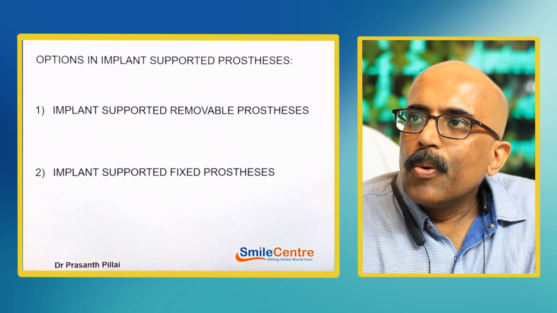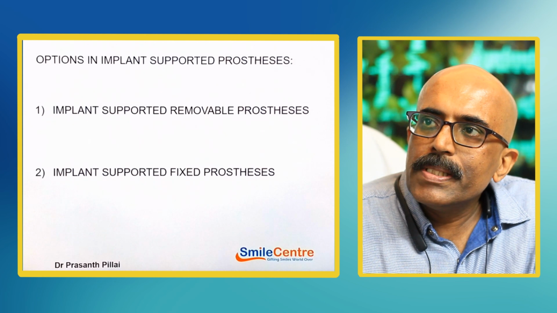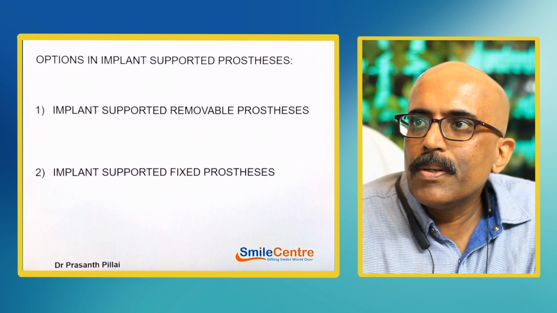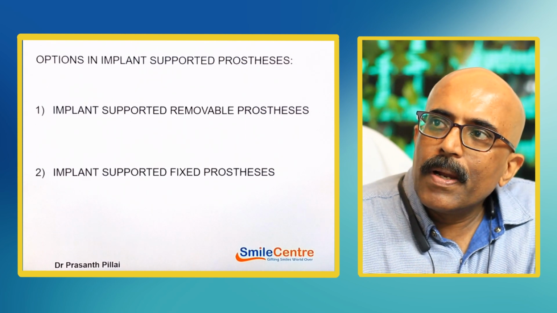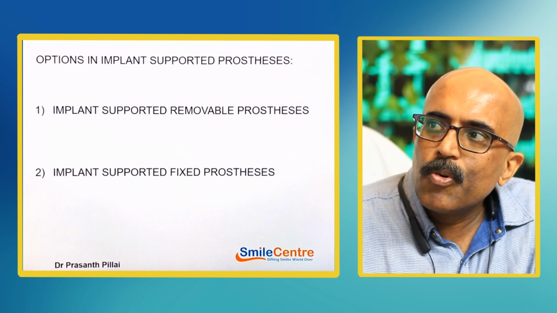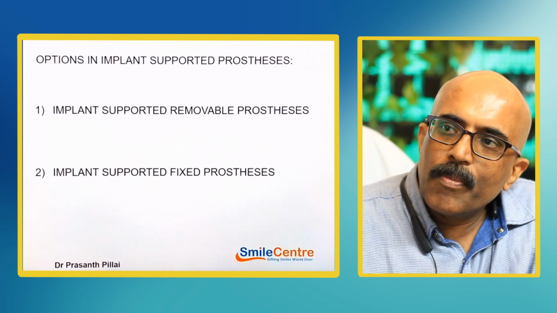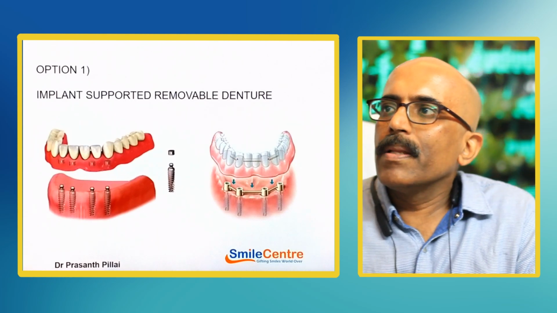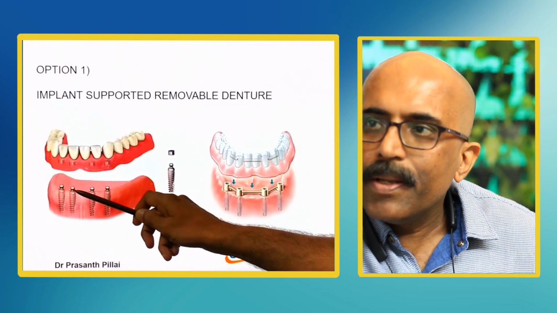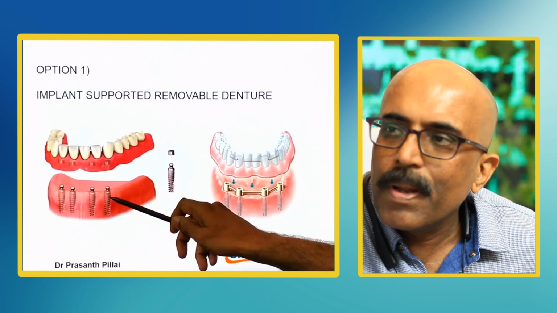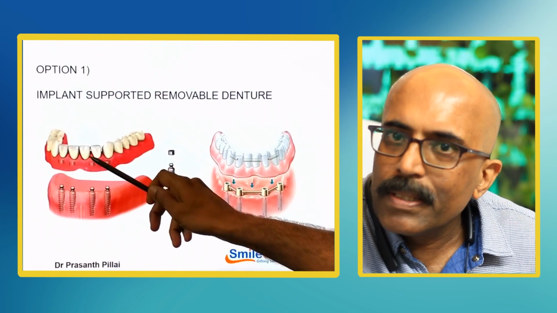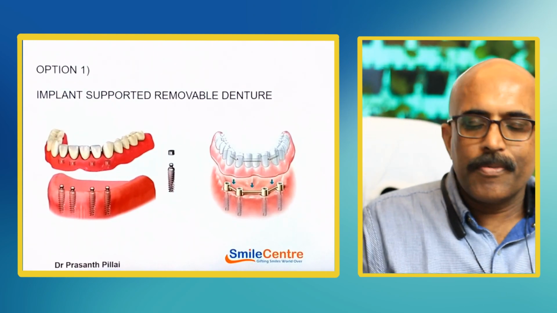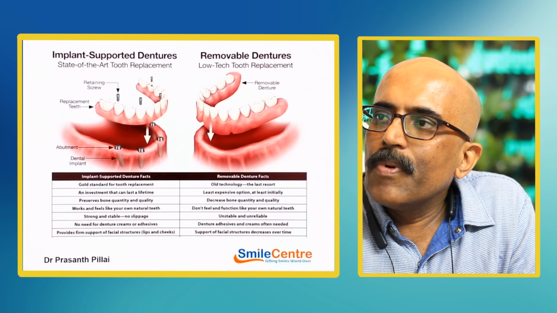So under the implant supported options, you have two ways in which you can do this. The first method is by offering an implant supported removable prosthesis, and the second option is by providing implant supported fixed prosthesis. So this is an implant supported removable prosthesis where, in this case, you have 4 implants, and the 4 implants are supporting the denture, and the denture just snaps on top of the implants. So this is one option.